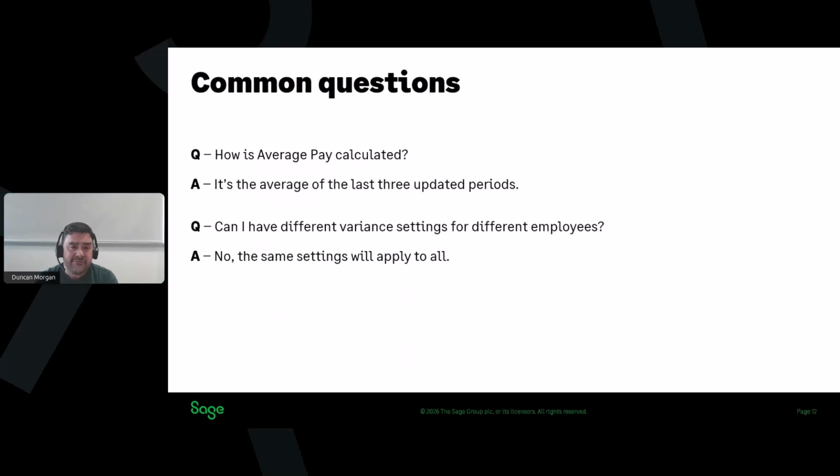Next one, can I have different variance settings for different employees? No, the same settings will apply to all employees. So if you did want to use different settings like I showed you in the demo, you would have to change the variance settings for each group of employees. So it is only one set of variance settings that can apply at any one time.